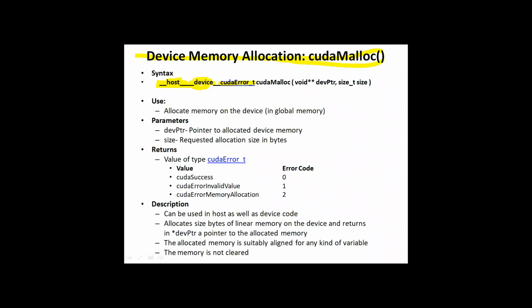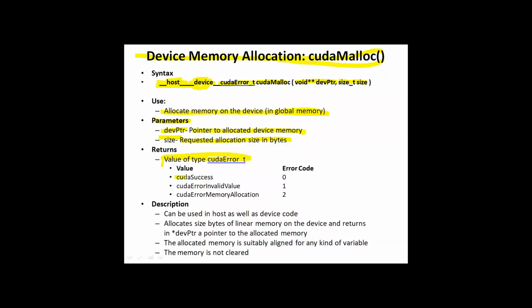It can return an error code. cudaMalloc takes a pointer as the first argument, in which the address will be saved, and the number of bytes to be reserved on the device. So it allocates the memory on the device in the global memory. Its parameters are devPtr, which points to the allocated device memory, and size, the requested allocation size in bytes. It returns the cudaError_t enumeration data type.